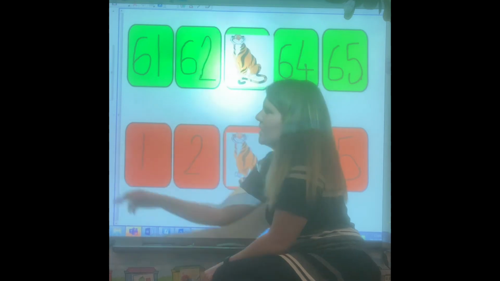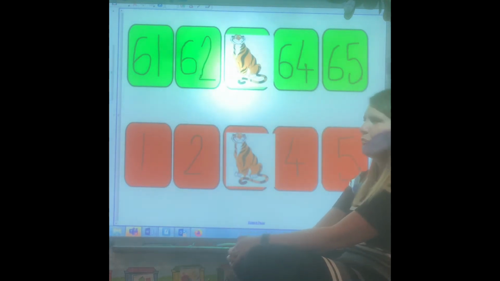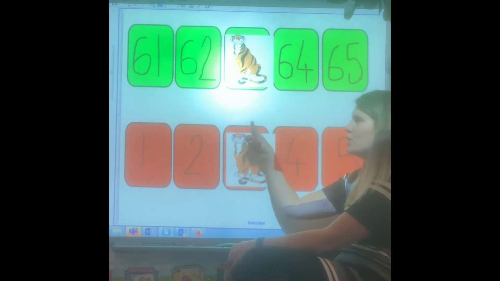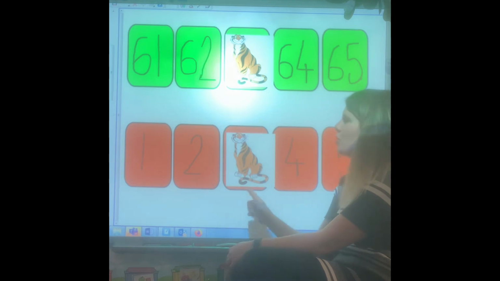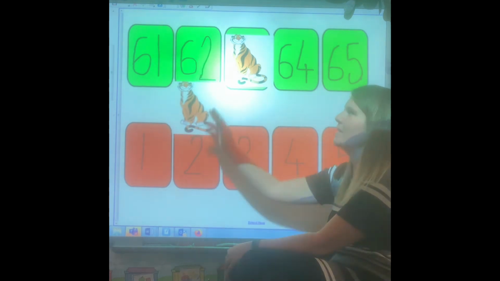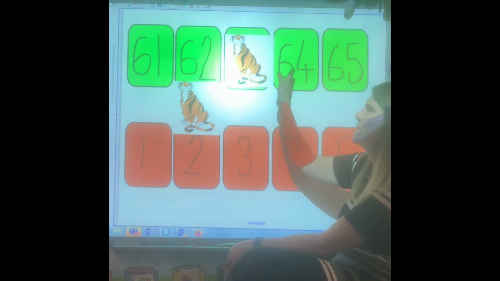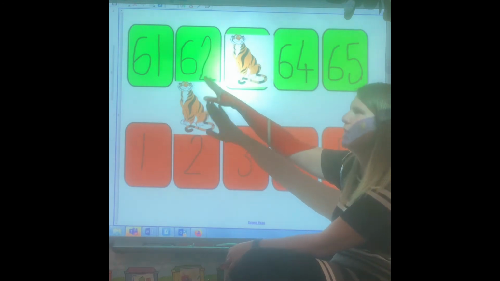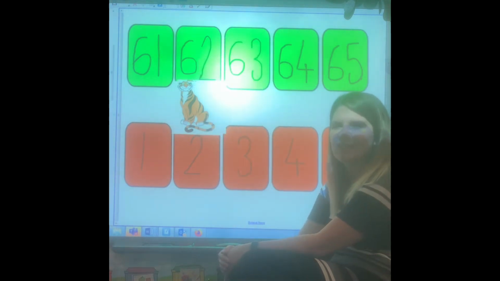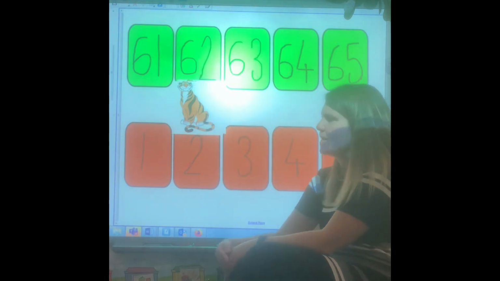Let me try this one. Which number is it that's missing this time? In between 2 and 4. What number is in between 2 and 4? 2 and then 3. So in between 62 and 64, 61, 62, 63 should be there. That's the one that's in between.